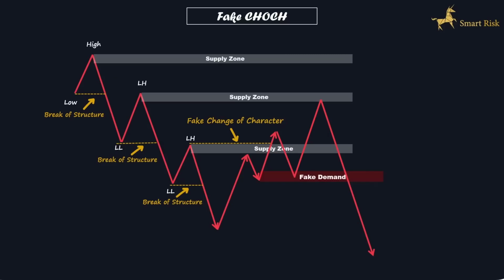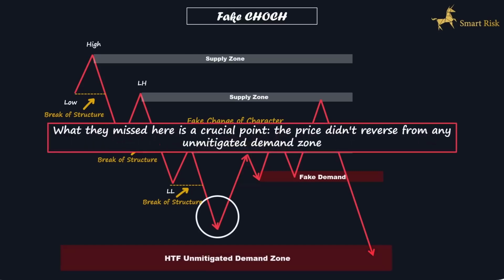They often fail to realize why their stop loss was triggered by the price, and unfortunately, they repeat these actions repeatedly. What they missed here is a crucial point. The price didn't reverse from any unmitigated demand zone. They shouldn't have entered a long position until the price reached a major unmitigated demand area. Their identified change of character was invalid, and the price only moved upwards to mitigate the upper supply zone.